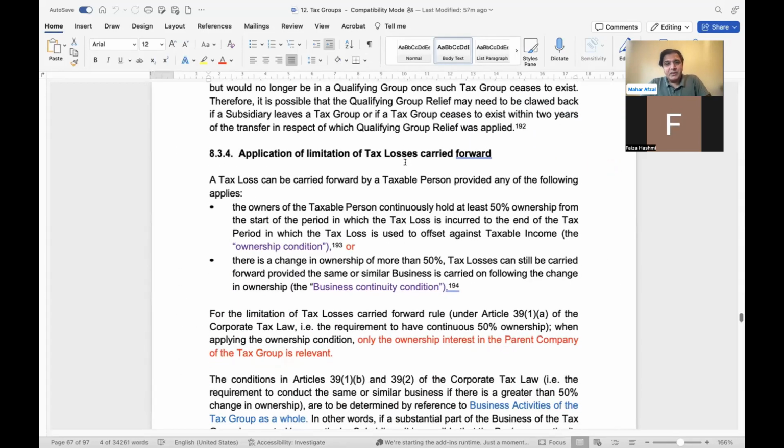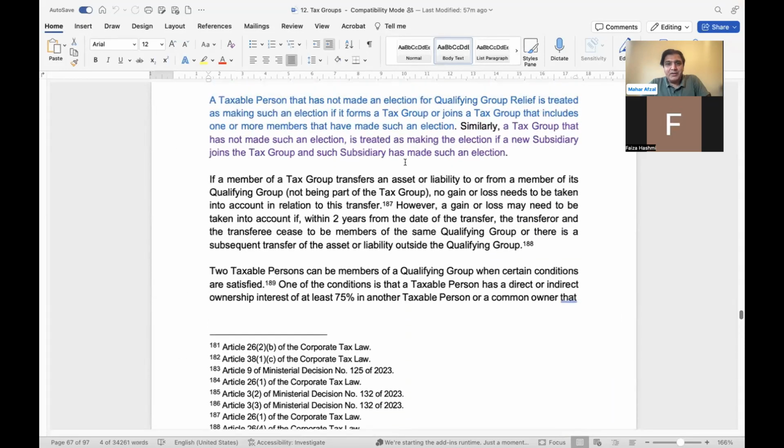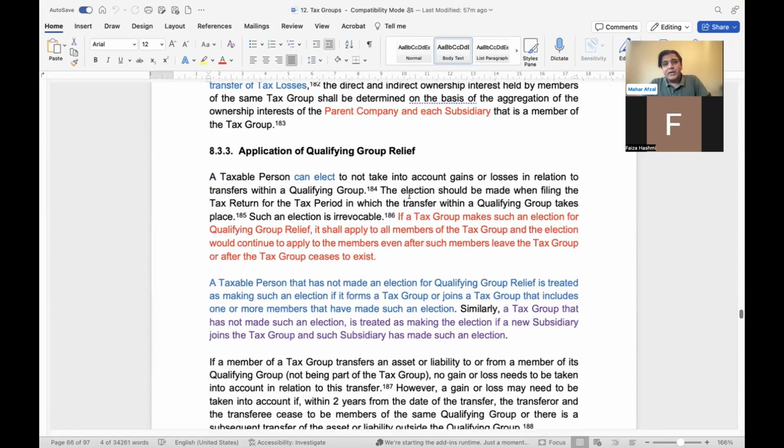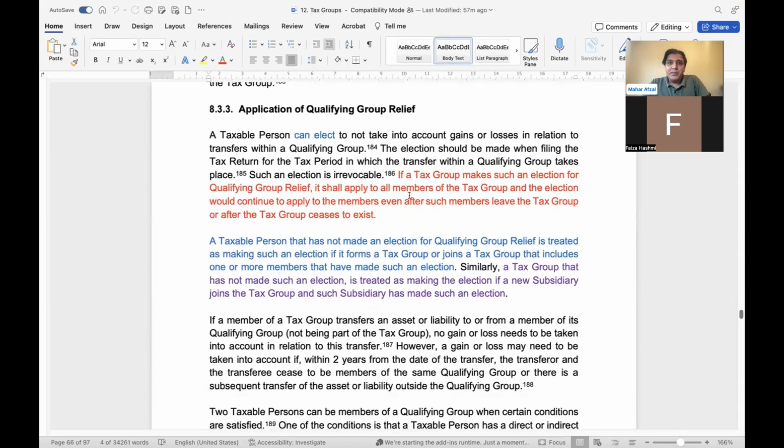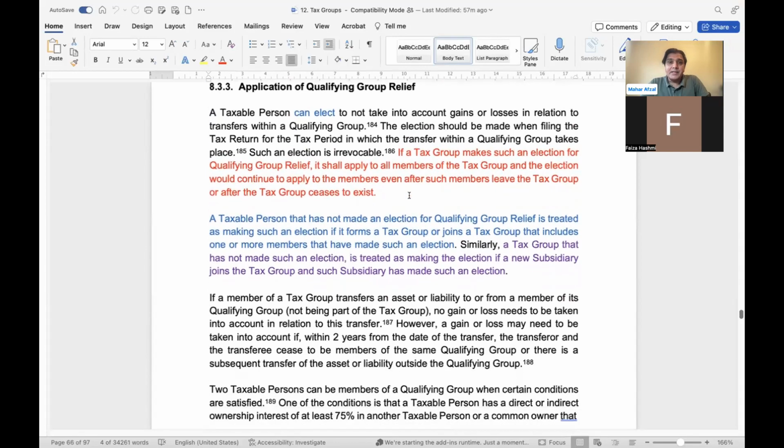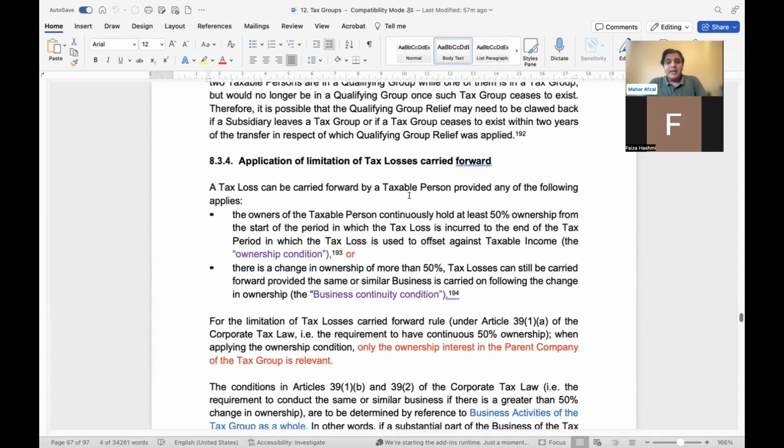Application of limitation of tax losses. The important thing in this was basically what I was trying to say: qualifying group relief is applicable in its entirety as well. Now, application of limitation of tax losses carry forward. We know that the tax losses can be carried forward.